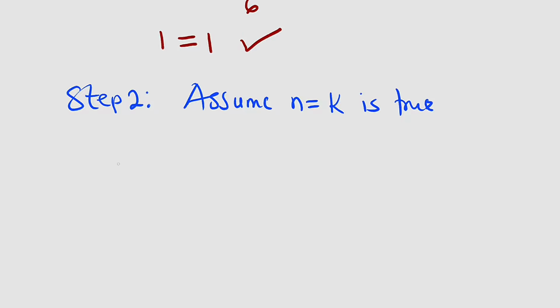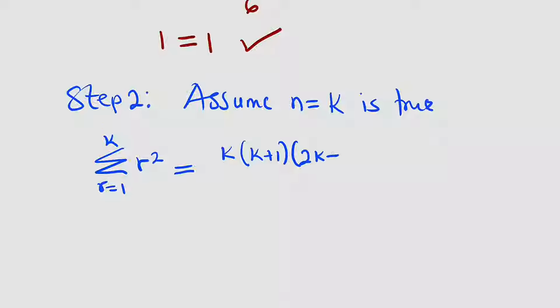So what we have is the summation of r squared, r from 1 to k this time around. And this is equal to, remember, to the right hand side we have n, but we are going to replace it with k multiplied by n plus 1, k plus 1, multiplied by 2n plus 1, 2k plus 1. All of this divided by 6. So we want to assume that this is true.